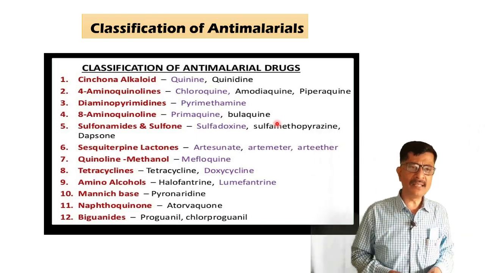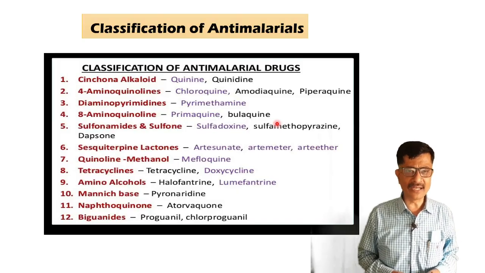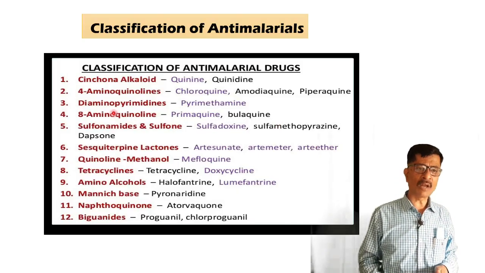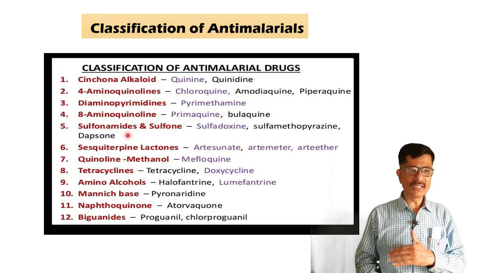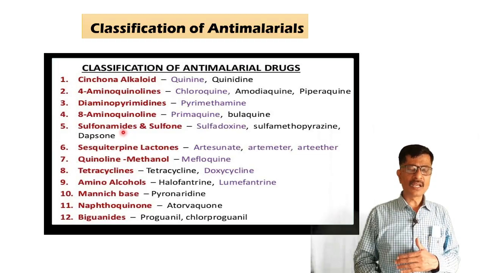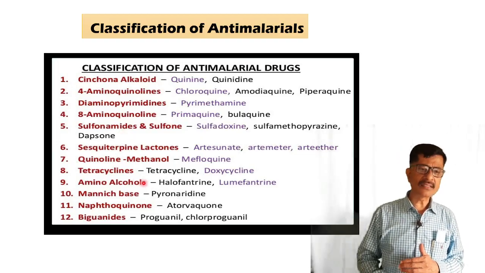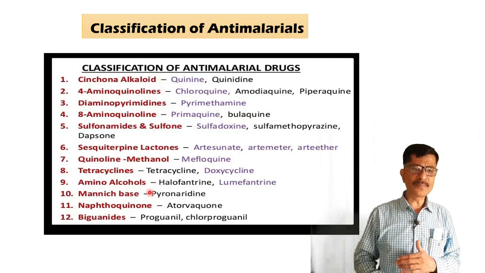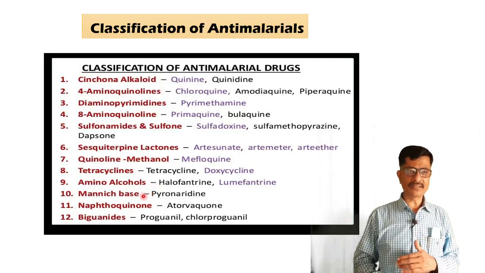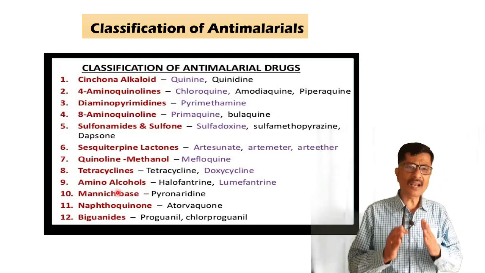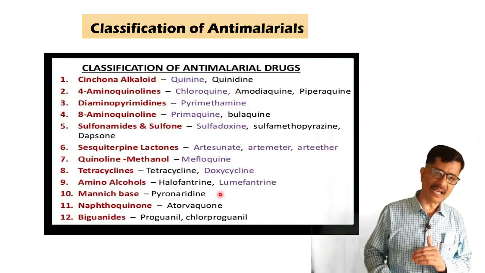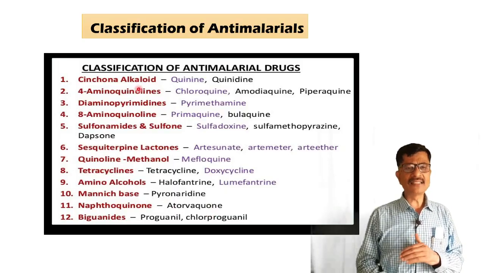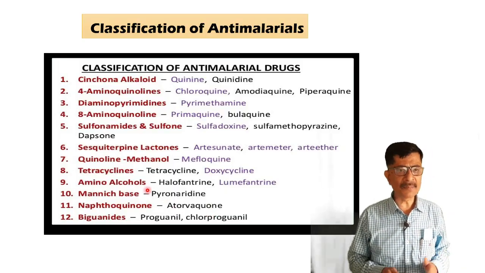Then these antimalarials can be chemically classified on the basis of their structure, like cinchona alkaloids, 4-aminoquinolines, diaminopyrimidines, 8-aminoquinolines, sulfonamides and sulfones, sesquiterpene lactones, quinoline methanol analogs, tetracyclines, amino alcohols, Mannich bases, naphthoquinone and biguanides. So these are the different chemical classes of antimalarial drugs, and the different drugs coming under these classes are shown here in this chart. These chemical classes are based upon their structure.